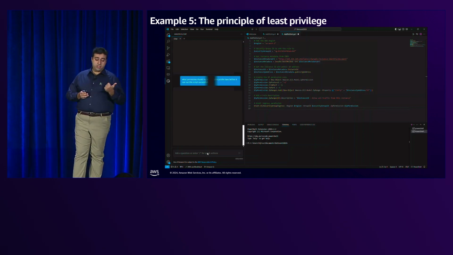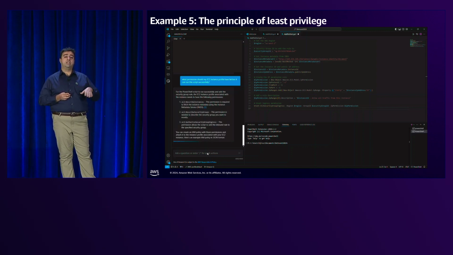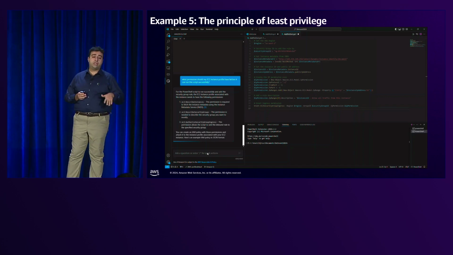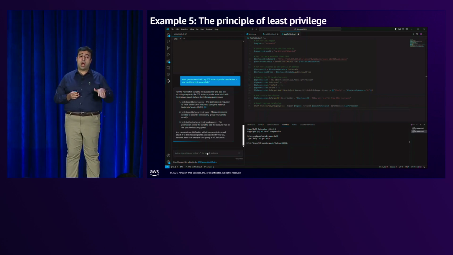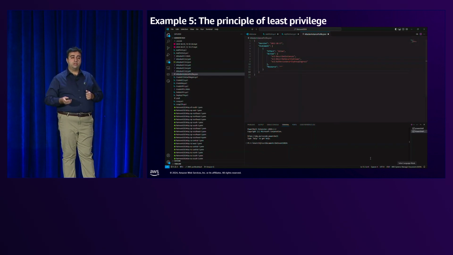What permissions should my EC2 instance profile have before it can run this script successfully? It analyzes the code and gives me the list of the APIs that I need with explanation of what they do and why I would need them. Not only that, it actually gives me the JSON policy, which I can use.